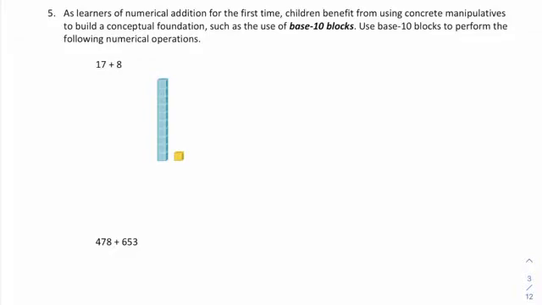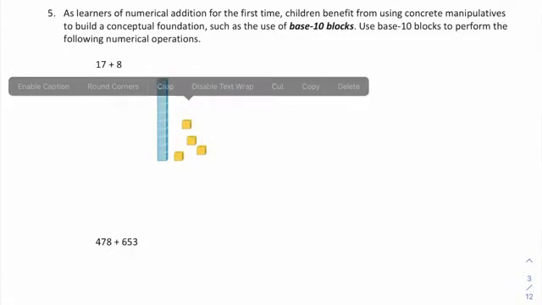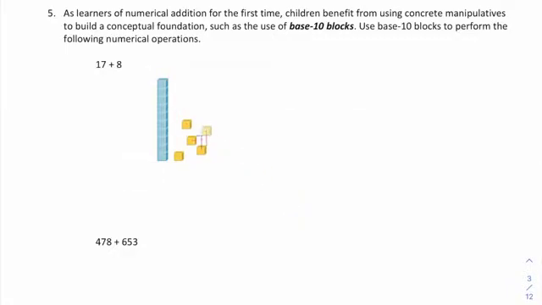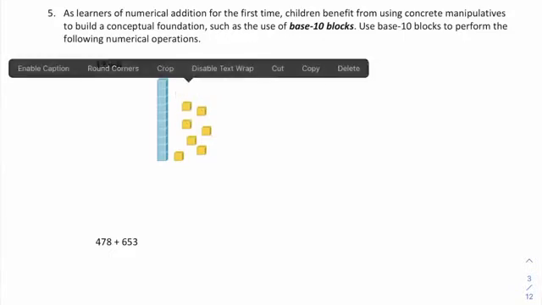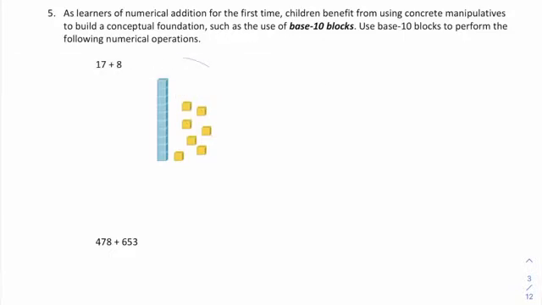So when I have 17, I need to do a 10 block with 7 1 blocks. You can stack them nicely on top of each other if you want, or you can leave them separate like I've done. But this here is a representation of 17, a 10 block and 7 1 blocks. And we're going to add to this 8.